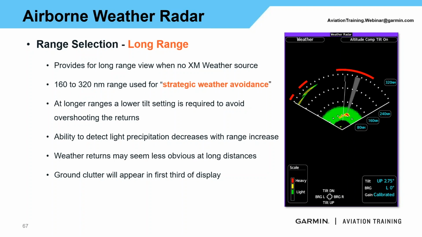So looking for long range, I've got my inner and outer ground clutter lines right there, and then I've got a potential storm out there on the left. Again, for it to be that high, because it's so far away, that is either like a mountain or a cell. So it's something neither one of them I want to fly into.